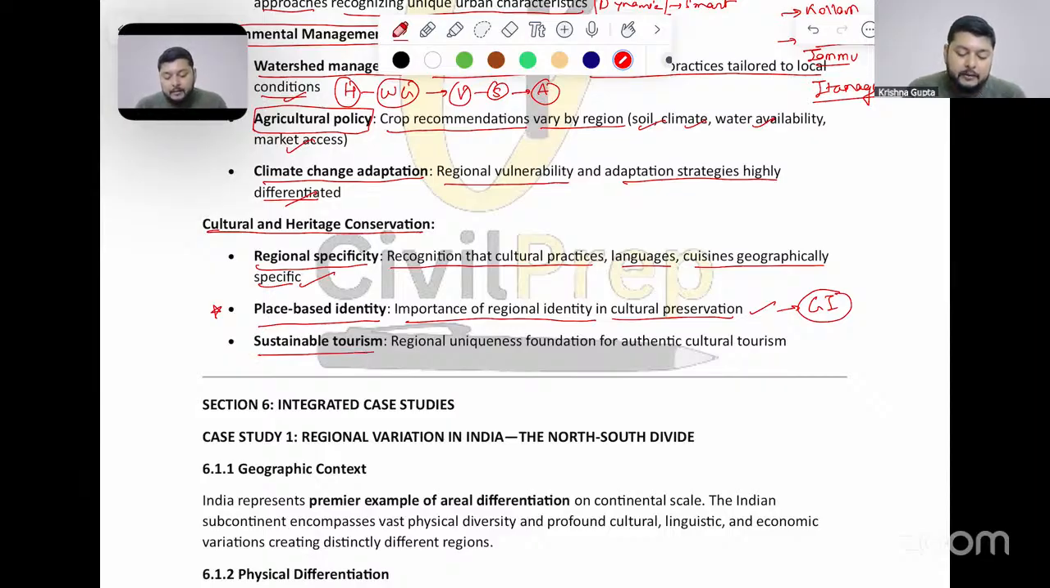Then sustainable tourism: regional uniqueness is the foundation for authentic cultural tourism. Cultural tourism, you might not have gone, but a few of you might have heard about it, like Tawang, which is present in Arunachal Pradesh. It is an exquisite site which gives a cultural tourism experience. This experience is very unique to that region, and it cannot be taken from other aspects.